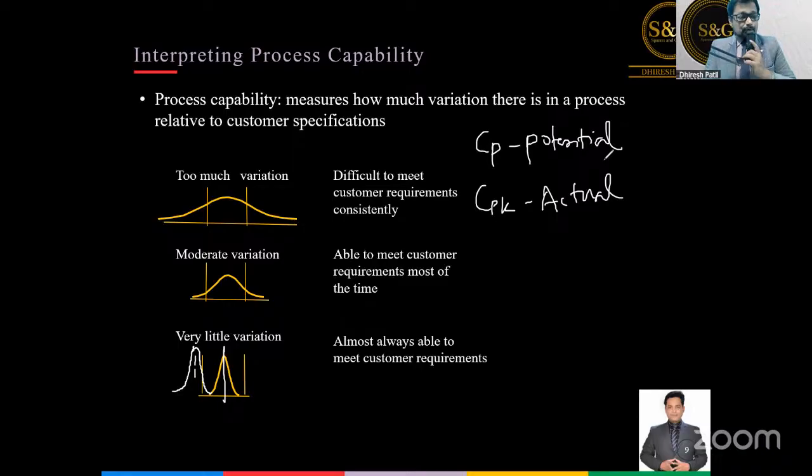CP is potential, what you can achieve, and CPK is actual. For example, in a cricket match, how many runs you can score maximum, provided there is no no-ball and wide ball? How many runs can you make in 1 over in a cricket match? Type in the chat box. I'll just give you this analogy, you will understand very easily. Simple. 36 runs. Yes or no? Correct? 6 sixes. You can hit 6 sixes and make 36.